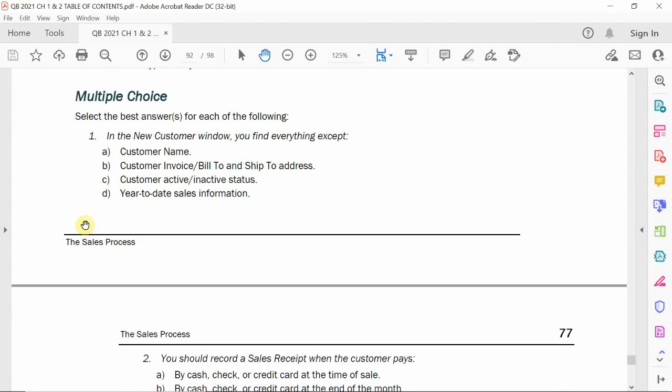Okay, number 1. In the new customers window, you find everything except... D is correct: year to date sales information. Yes, right? That's not even having to deal with each customer. Okay? That's a sales question.